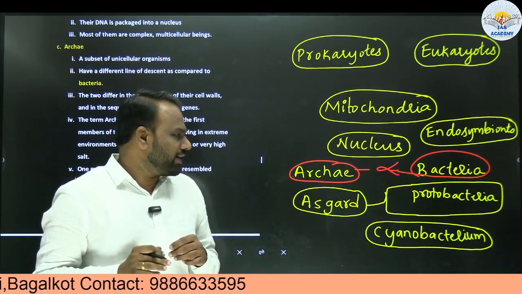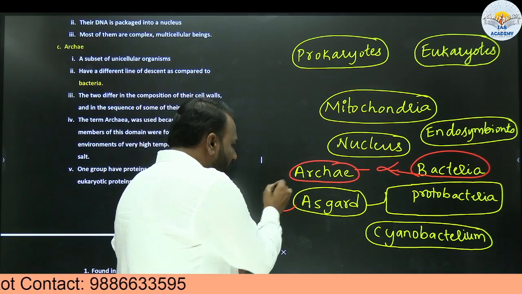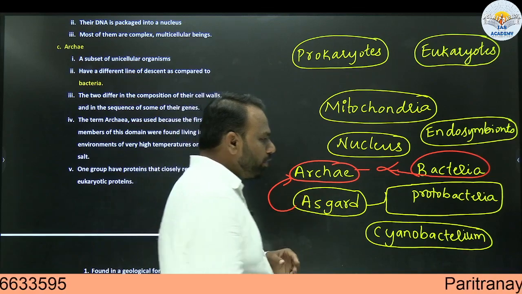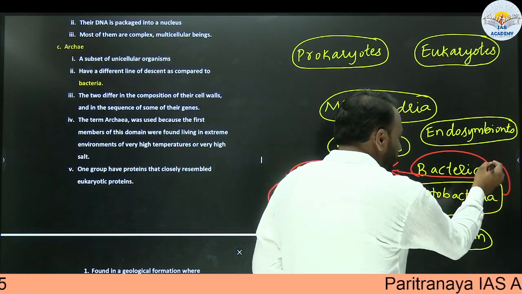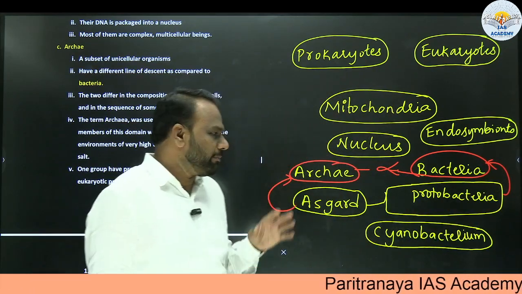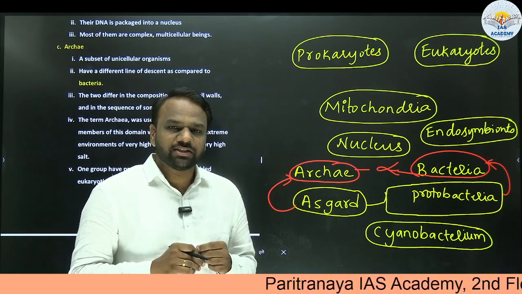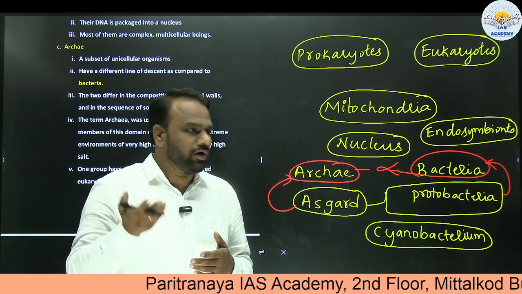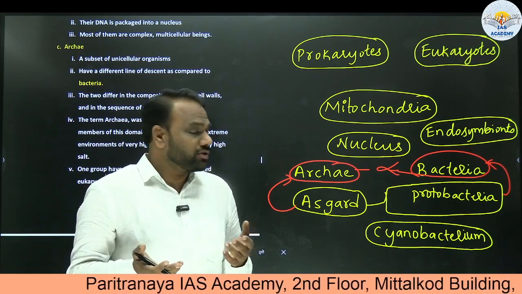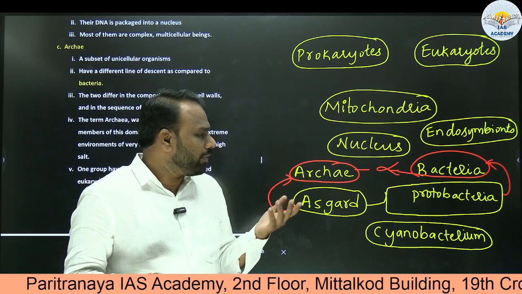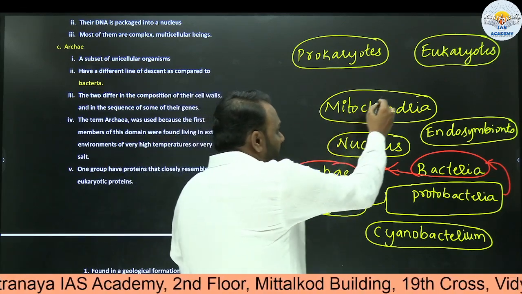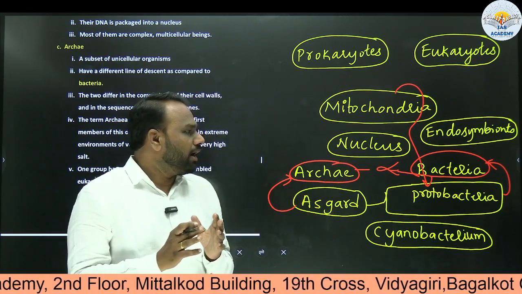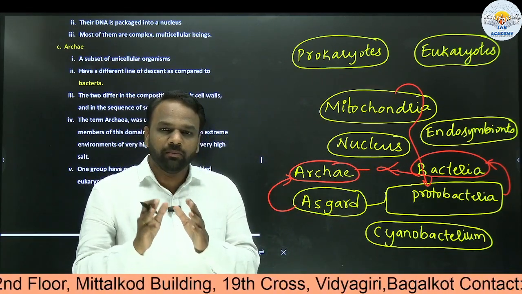So from this article what we can understand is, Asgard is a type of archaea. Next, protobacteria is a type of bacteria. And here we need to understand that species have always evolved. Initially there were no bacteria, there was no mitochondria. So how did mitochondria evolve? Mitochondria evolved through protobacteria. Okay, first time mitochondria was found in protobacteria.